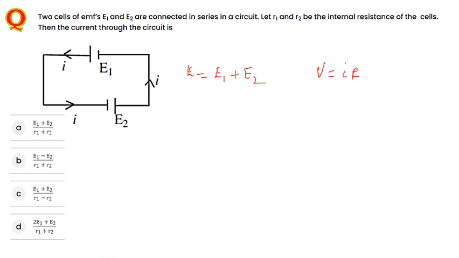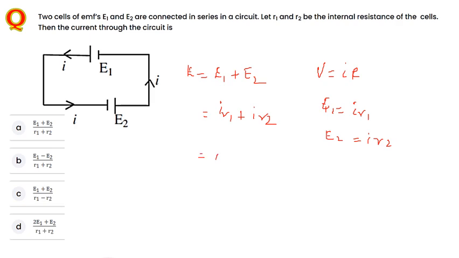For this one, what they have given here is, I just mentioned, E1 is equal to I into R1. The current will be the same, only the potential will be different, where the internal resistance here is R1. Similarly, E2 is equal to I into R2. Now in this case E is equal to E1 plus E2. You just substitute the values: I R1 plus I R2.